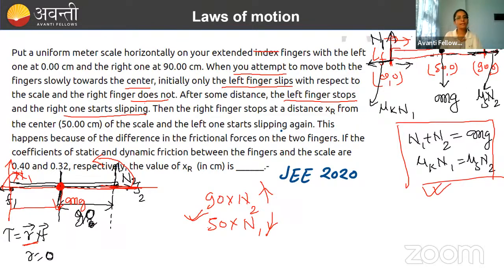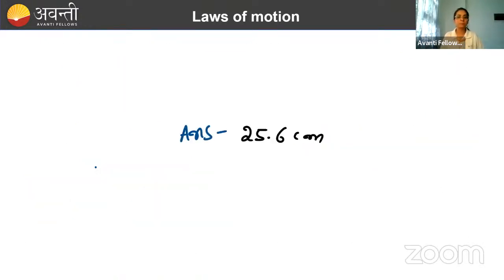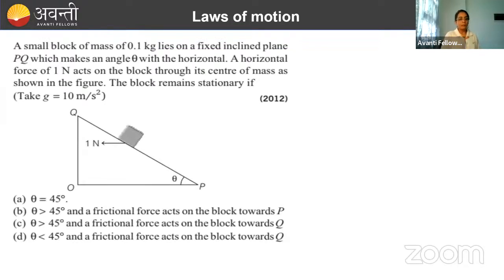You needed to draw the diagram carefully, and carefully you needed to write mu k and mu s. Where you will be writing mu k, where you will be writing mu s. That was the only careful point. Otherwise, the question was crackable. Okay, fine.